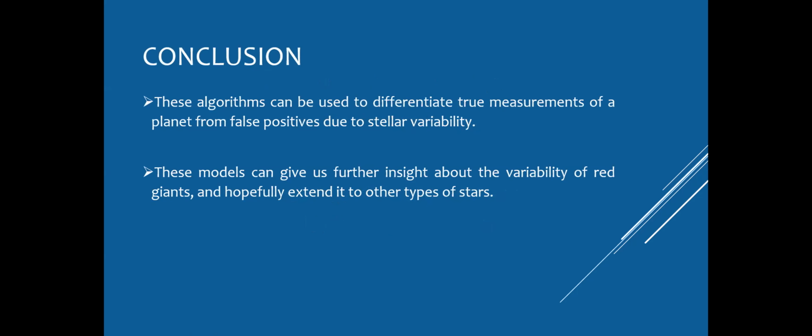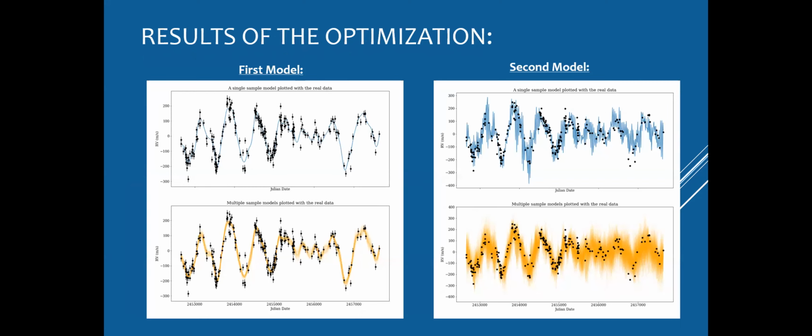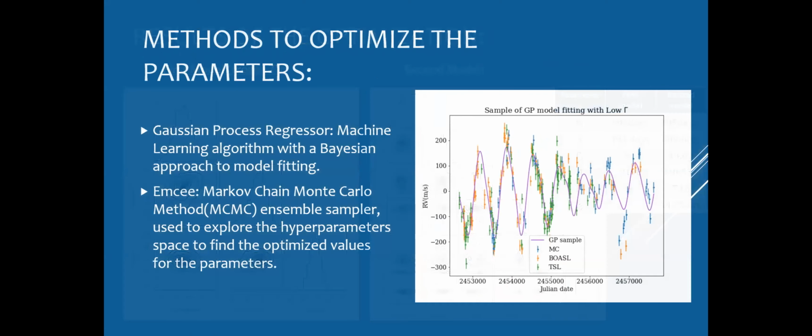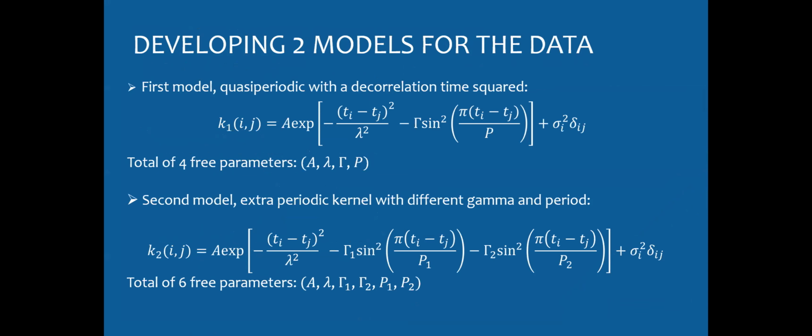For the Gaussian process method, I used these 2 kernels. I did it in Python, where there is a package called George, where you can use these two kernels. This is the squared exponential, which is multiplied by an exponential raised to a sine squared.